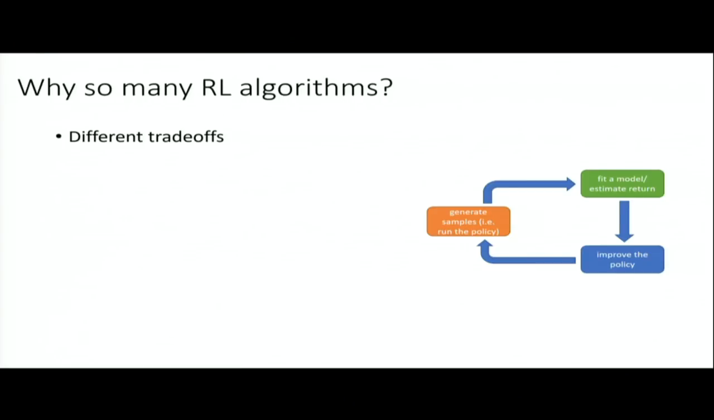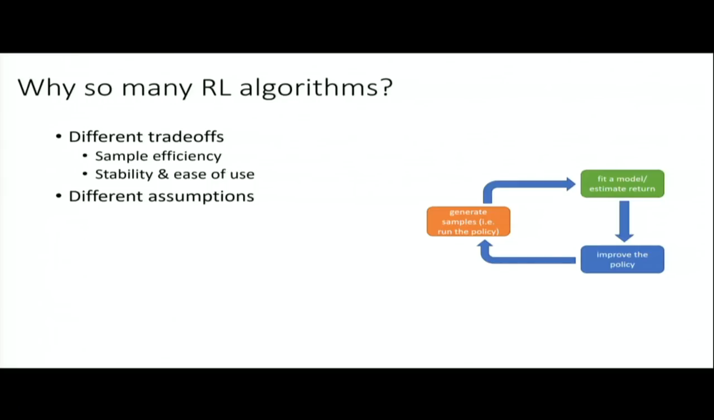So what are the kind of trade-offs that we have to consider? One of the big ones is sample efficiency. And sample efficiency refers to how many samples you have to generate in this orange box before you get a good policy. Sometimes we want to consider stability and ease of use. So this refers to how difficult is it to choose the hyperparameters for the algorithm, the learning rates, the exploration parameters, and so on, to get it to actually work. And this is very easy for some methods and extremely difficult for others.